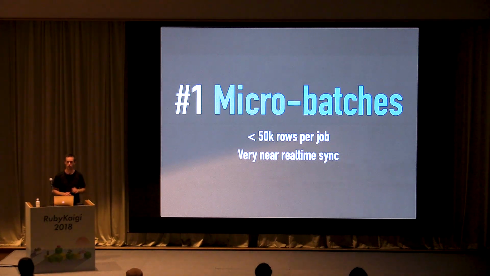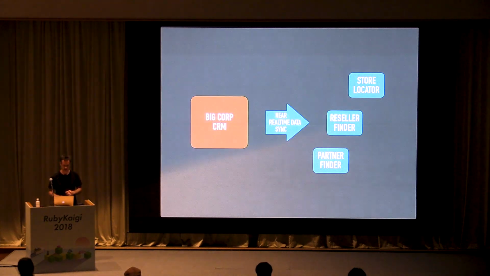Now I'm going to go through 4 patterns that I see and work on regularly that you can trust. The outcome for you is that you can detect these patterns and say, okay, Kiba is maybe a good fit for that. So first is micro batches. When you have, say, less than 50,000 rows per job, and you want to achieve very near real-time synchronization. Here is a diagram because it's easier to see.